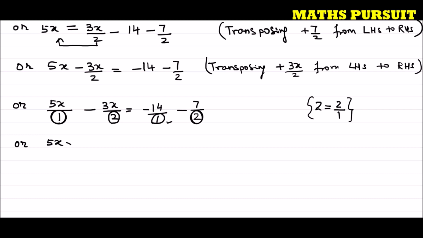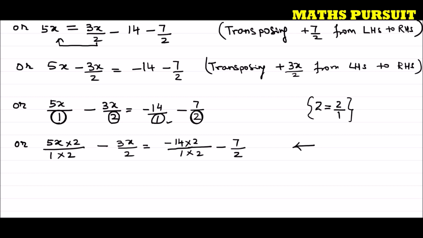That means 5x into 2 divided by 1 into 2, minus 3x divided by 2. In order to make the denominators the same, I am just multiplying 2 to the denominator 1 so that we can get 2. Similarly here, 14 into 2 divided by 1 into 2, minus 7 divided by 2. Hope guys this step is very clear.